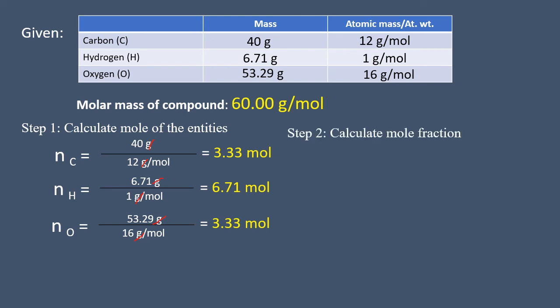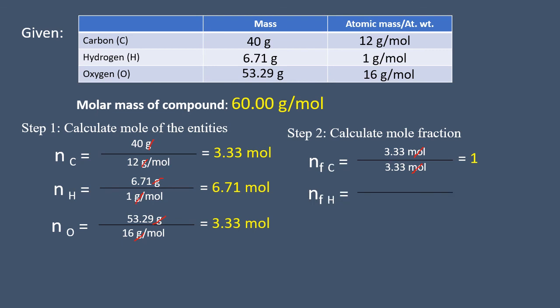Next step is calculate mole fraction. Remember that mole fraction can be calculated by dividing the mole of that entity with the smallest mole among the entities. So example, for carbon, we have the mole of carbon is 3.33, and the smallest mole among the entities is also 3.33. So the mole fraction for carbon is 1. You can cancel mole here.